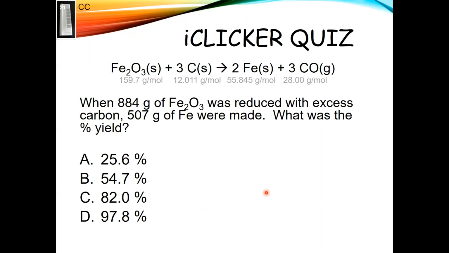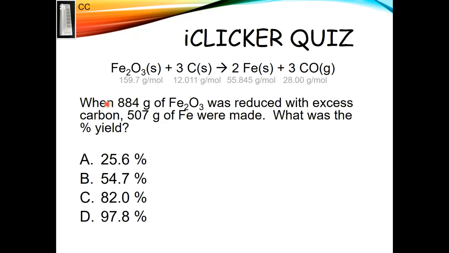One more practice. I hope you're looking at this practice and realizing that I could give you this equation, and I could say balance this, then calculate your molecular weights, and then calculate your percent yields. But in this problem, it's going to be a little bit simpler.